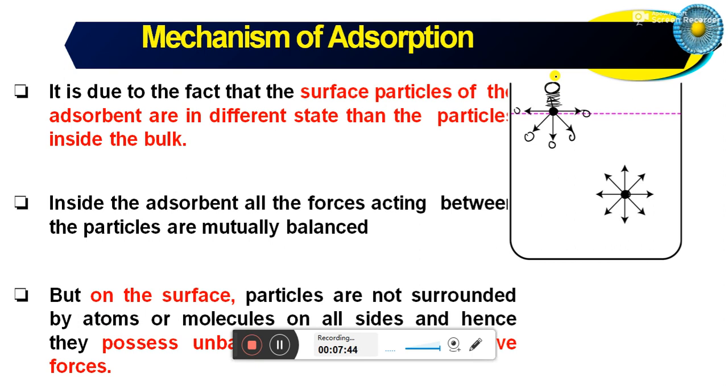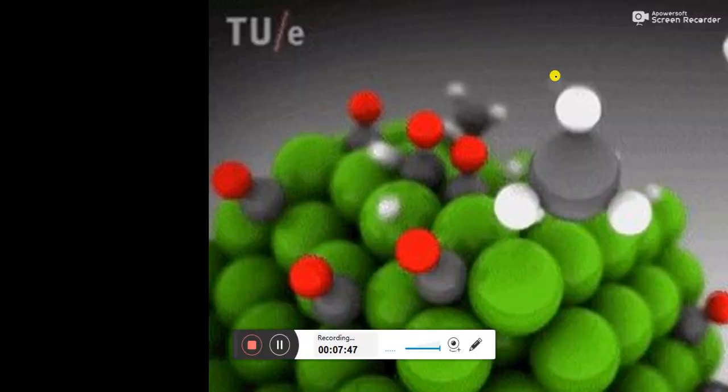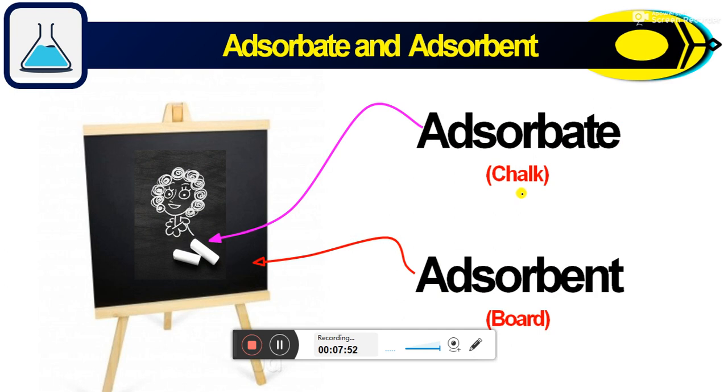Okay, adsorption only. Let's see one more point. You can see the gas molecules are adsorbing on the surface only. A simple point is the adsorbate. The adsorbate is nothing but the chalk piece, and the adsorbent is nothing but the board. The material which provides the surface area for adsorption is called the adsorbent. The chalk piece is called the adsorbate. Both happening together is called adsorption.